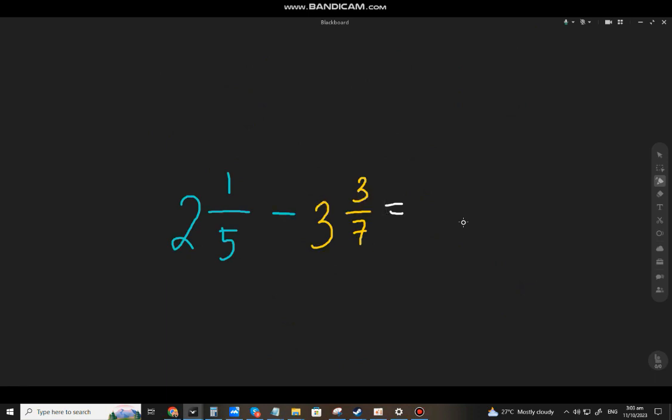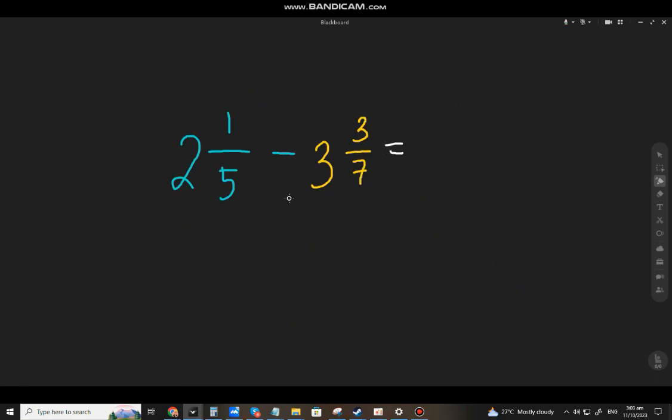Okay, what if we have this one? Obviously we know that 3 and 3/7 is greater than 2 and 1/5. So we will have a negative answer. I'll just put the negative sign here. We already know that the answer will be negative. So what's the technique here?